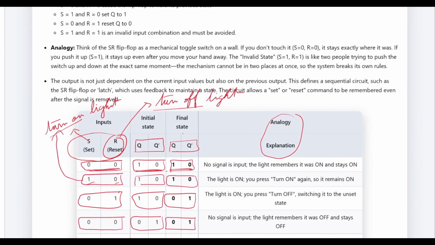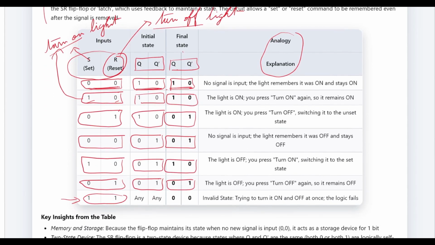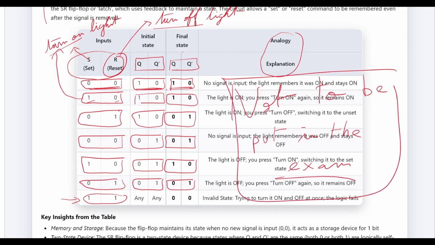I wrote everything here, the analogy that I was talking about. The output depends. Okay, with this analogy that I made for you, you can understand in an easy way how the SR works, but this analogy is not to be put in the exam. It is for you to understand how it works.